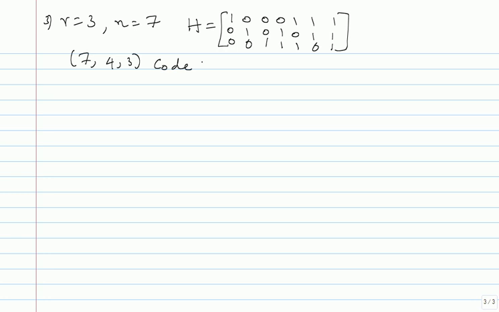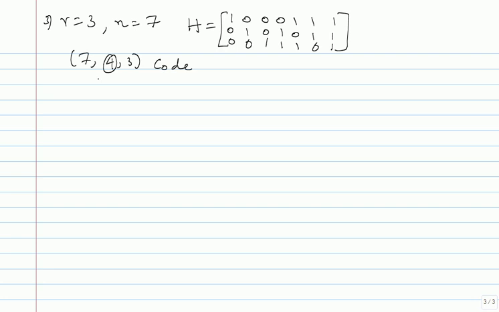I skipped a small step in the proof. When I said I'm putting in all the r-bit non-zero vectors, I assumed something when I said k was 4. What should I prove when I go from there to there? It's full rank; I have to show the rank of H is r. It's very easy to show. I can easily find r linearly independent columns. The identity matrix will always be there, so it will always be full rank. So you know the rank will be r. That's not a problem. So you get the (7,4,3) code.